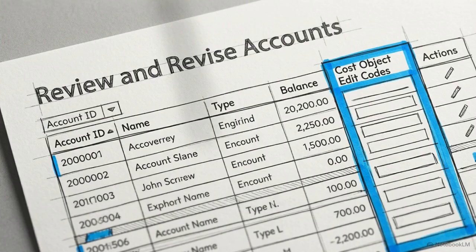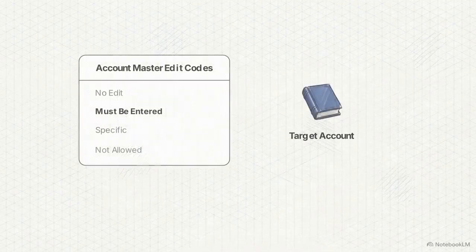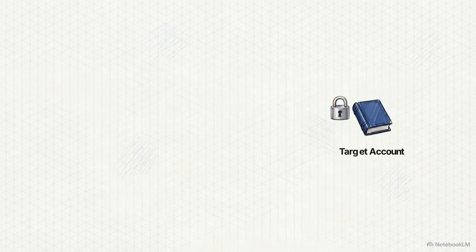In the Review and Revise Accounts menu, we apply cost object edit codes to defend the chart of accounts against invalid data. On the Account Master form, you have 4 parameters to choose from in the drop-down menu: No Edit, Not Allowed, Must Be Entered, and Specific. For critical tracking accounts, apply the Must Be Entered parameter. This makes the cost object mandatory for any transaction hitting this account.